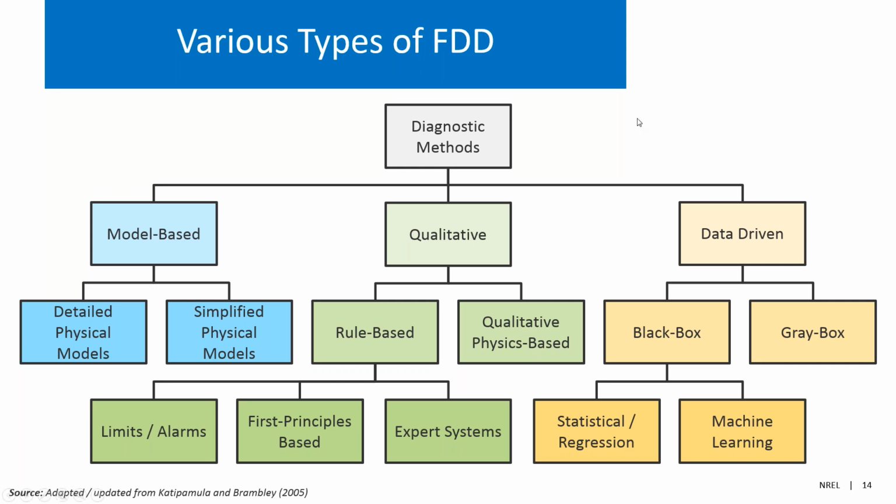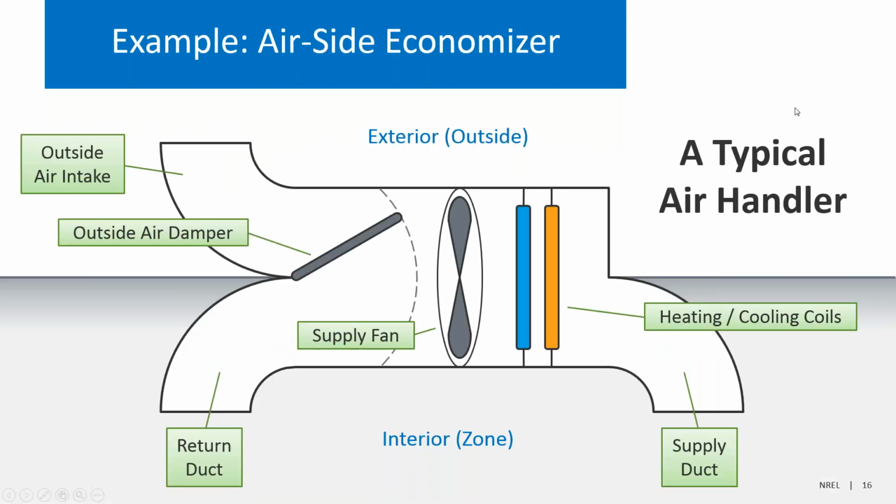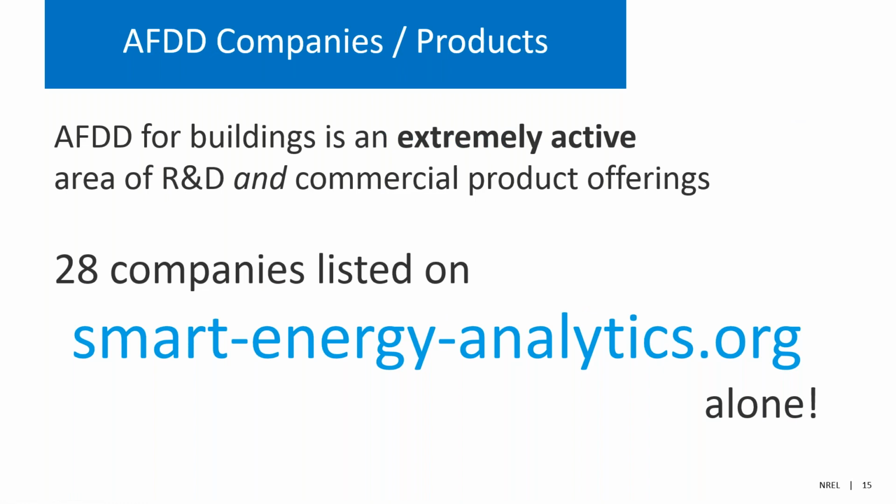And along those lines, I just want to point out that in addition to research and development, AFDD for buildings is an extremely active area of commercial product offerings. Just to give an illustration, there's a website called smartenergyanalytics.org, and this is also in the references. On that website alone, there are 28 companies listed that have talked to the DOE team running that website and said, hey, we have fault detection and diagnosis products, and we'd like to be listed on your website as a potential source for people to find these products. And there are many other companies that aren't listed on there.